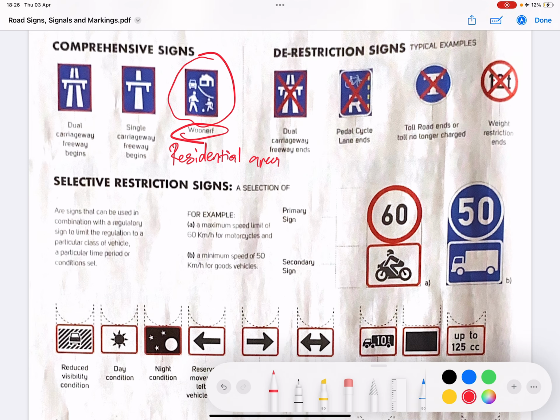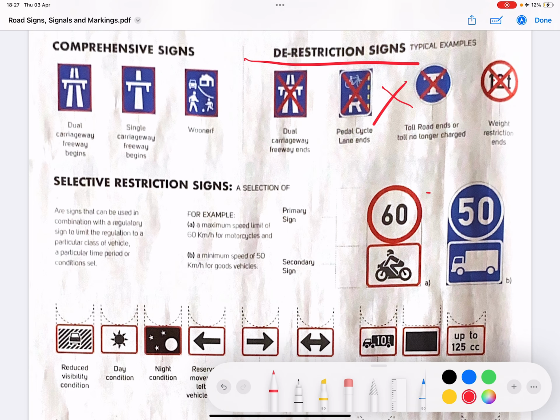You may not drive through. You must always give way to pedestrians as they have right of way within the residential area. Those are all the things that you should remember when you get into the residential area. And then now you come to the de-restriction sign. The de-restriction sign is basically the red cross, like this, because it's there to cancel the restriction, to say this sign is no longer applicable.